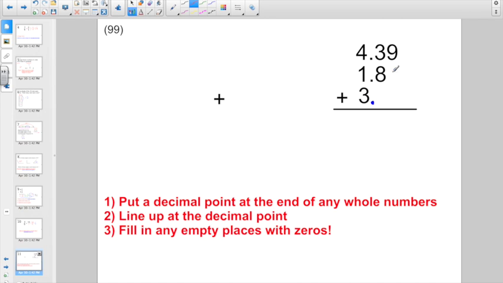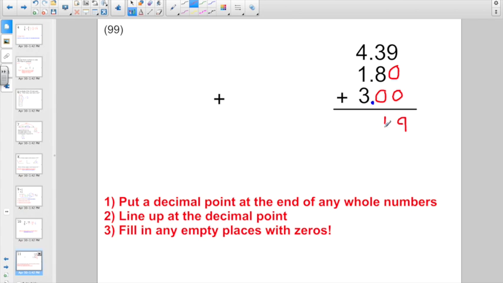Well, next step, I want to fill in any empty places with zeros. So instead of 1 and 8 tenths, think of that as 1 and 80 hundredths. Instead of 3, we'll put in 2 more zeros and have 3 and 0 hundredths. 9 plus 0 plus 0, hey, that's going to give us 9. 3 plus 8, that's 11.